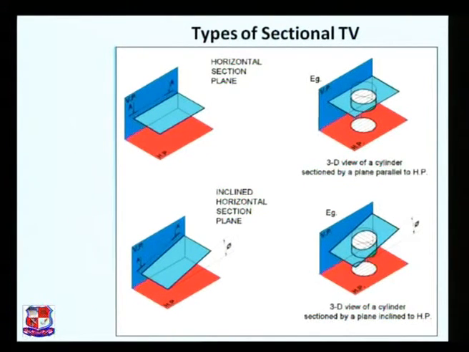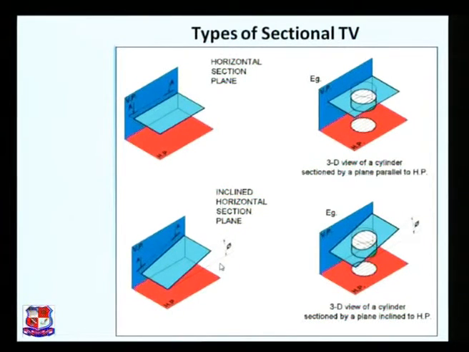Now type of sectional top views, that was sectional front views. Now what's about sectional top views? So for that, this is a cutting plane which is parallel to horizontal plane and perpendicular to vertical plane. So here this cylinder is cut with this plane. So what should be its front view? In front view this cutting plane would appear as a straight line, and in top view appropriate sectional view would be visible. Here inclined horizontal section plane is there.